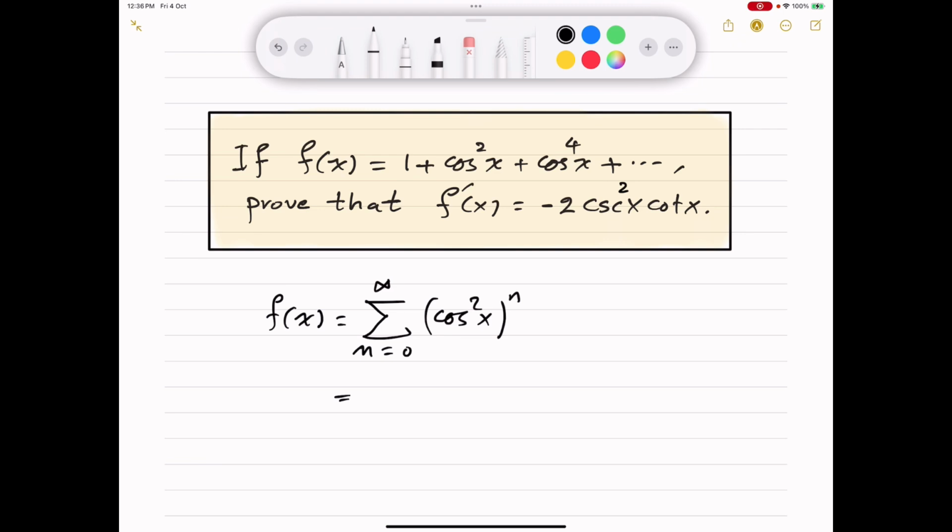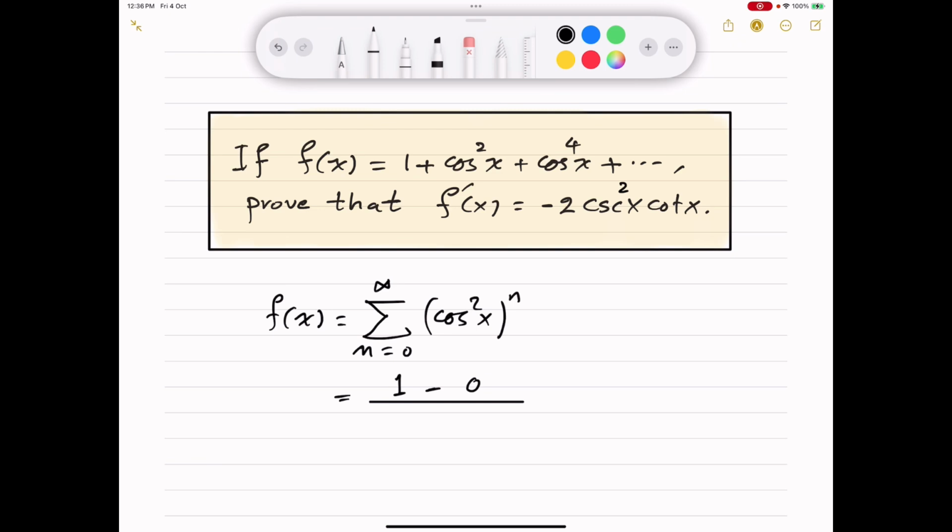The geometric series has a famous formula for calculating its sum, which is nothing but we need to take the common ratio, raise it to the lower limit, which is 0, and that's going to give us 1, minus the common ratio cosine squared of x raised to the upper limit plus 1, which is basically infinity plus 1, that's going to stay infinity. So cosine squared of x raised to an infinite power is going to give us 0.